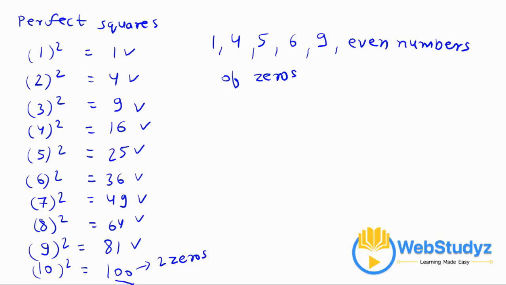So a perfect square exists when the unit place has 1, 4, 5, 6, 9, or any even number of zeros, only then it is possible. So let's check.